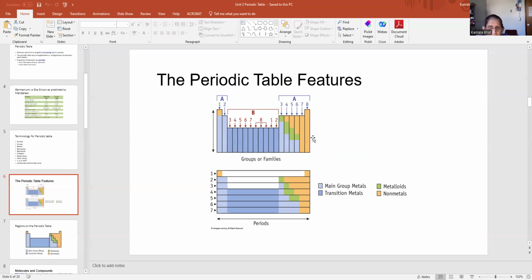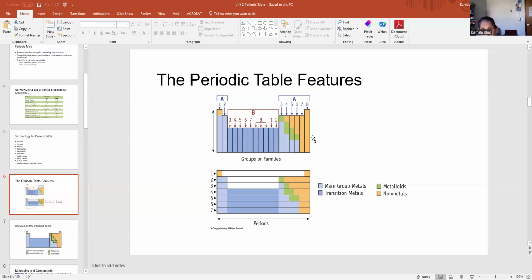And we see the coloring. The main group elements are in blue. The transition metals are a darker shade of blue. The metalloids are seen as a green color, and the metalloids are also called the bridge elements. And beyond that, you see in yellow or ochre color, the non-metals. Hydrogen has a unique position whereby we can place it either in group 7 or in group 1.